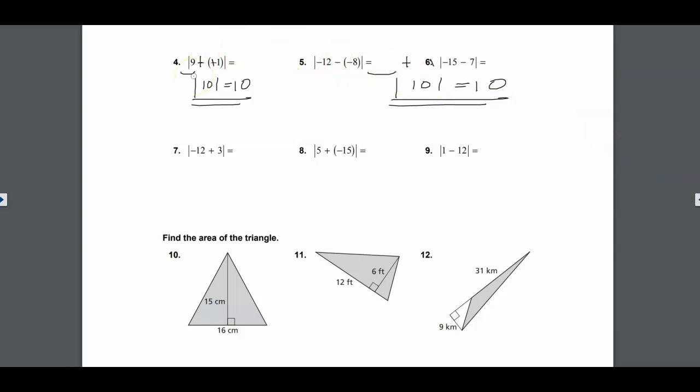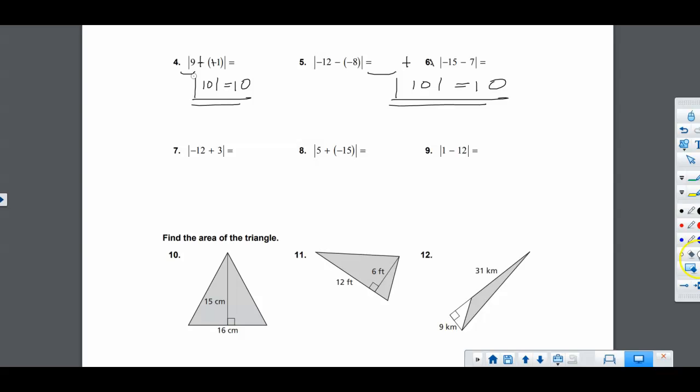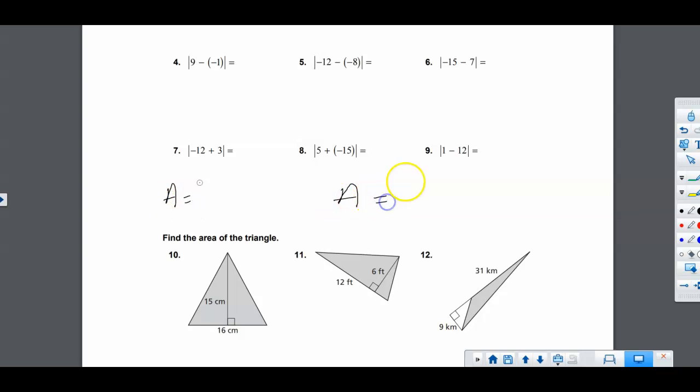So that's an example of how you handle subtraction of negative numbers. I want to keep that clear, because that's something you'll need to know on this page. And on the bottom of this page, we have the area of a triangle. We are in geometry, so we'll be dealing a lot with shapes and a lot with formulas.